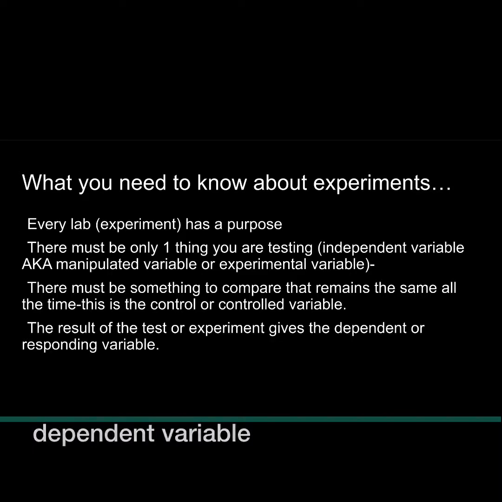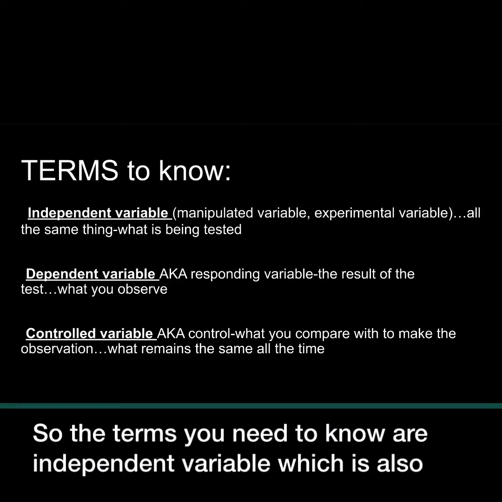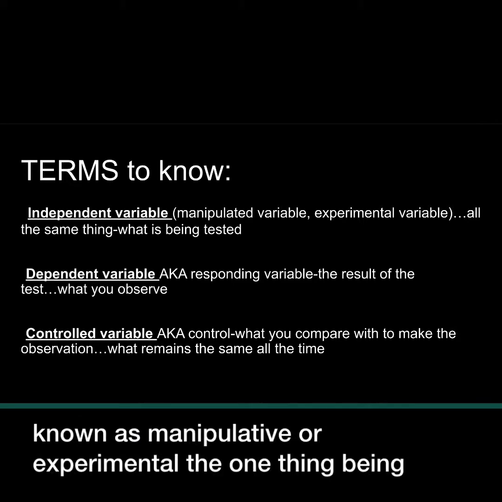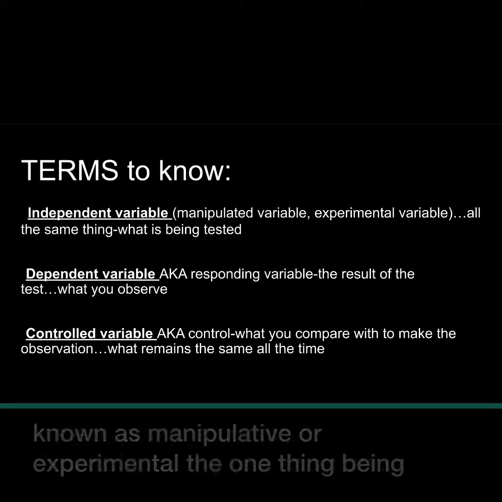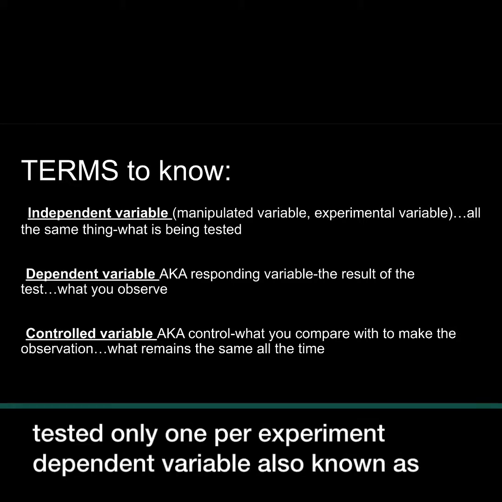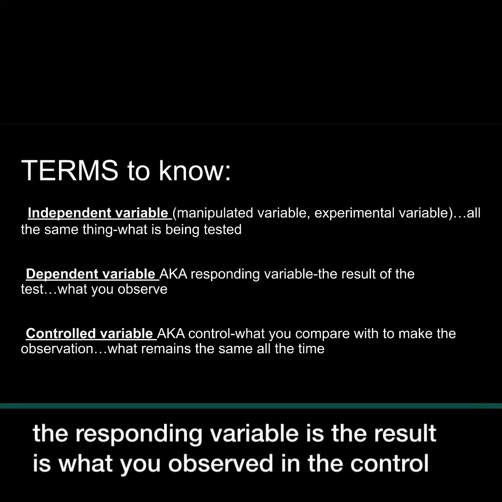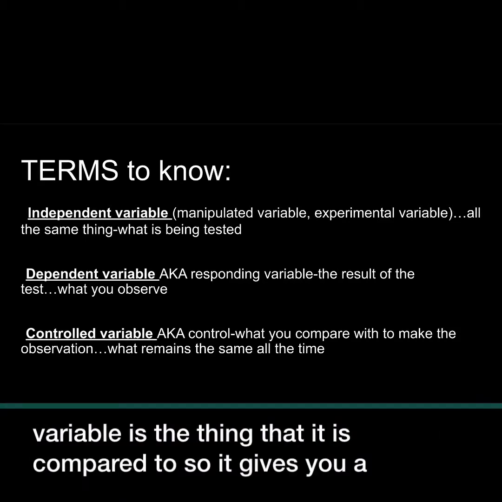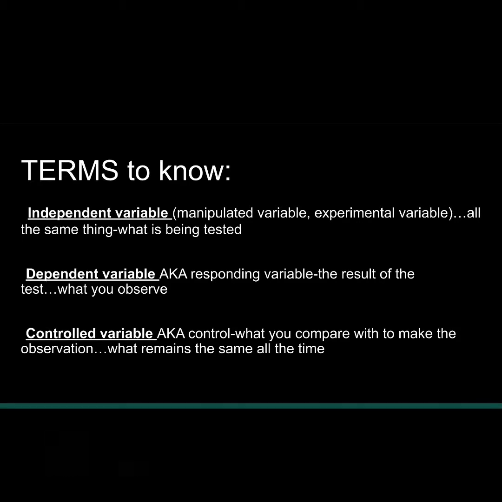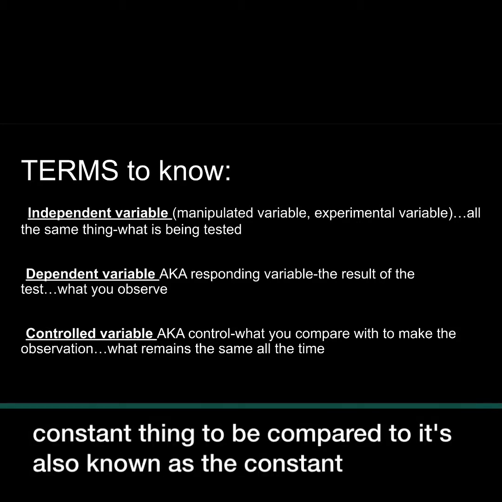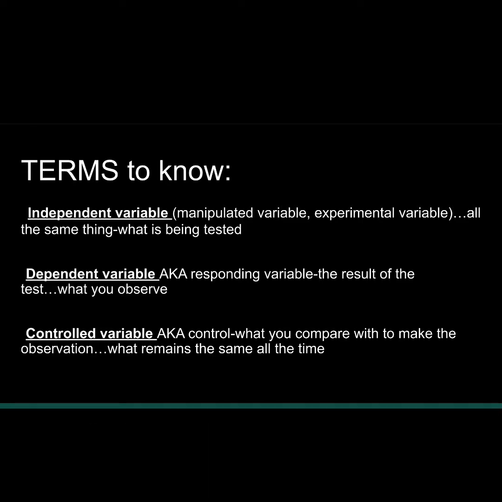So the terms you need to know are independent variable, which is also known as manipulated or experimental. It's the one thing being tested, only one per experiment. Dependent variable, also known as the responding variable, is the result, is what you observe. And then the controlled variable is the thing that it is compared to. So it gives you a constant thing to be compared to. It's also known as the constant.